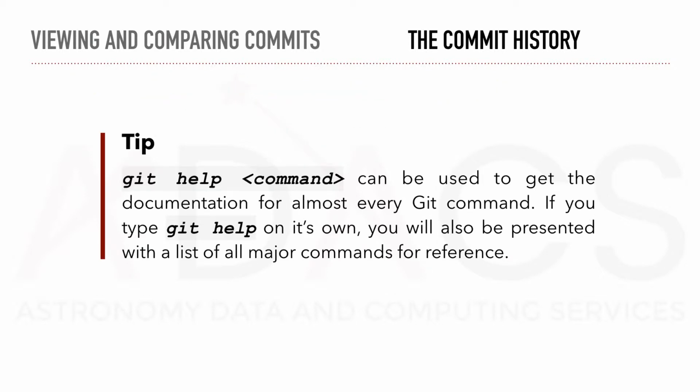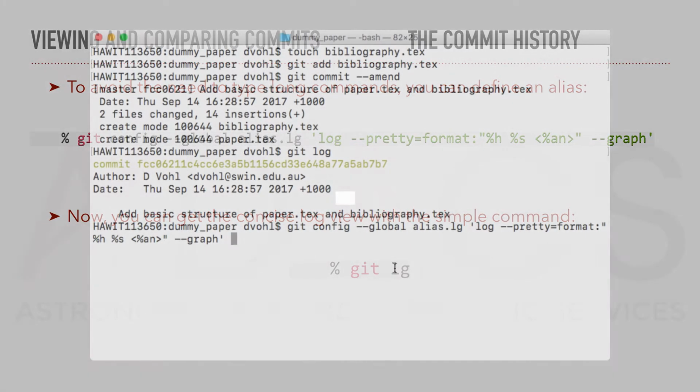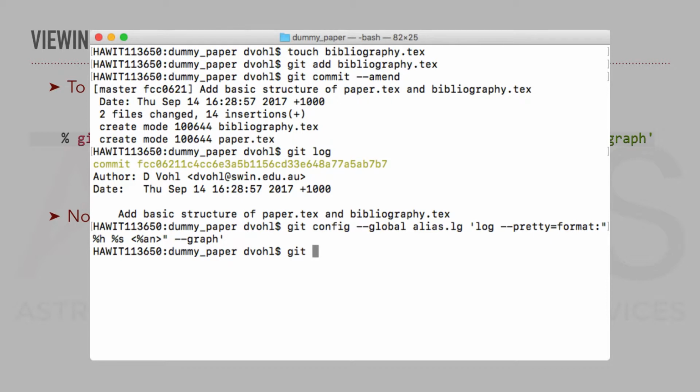Similarly, if you type git help on its own, you will also be presented with a list of all major commands for reference. To avoid the need to type long commands, you can define an alias. For example here, to replace the string log --pretty=format, etc., we will replace it by lg. This way, we will be able to get the concise log view by simply typing git lg.